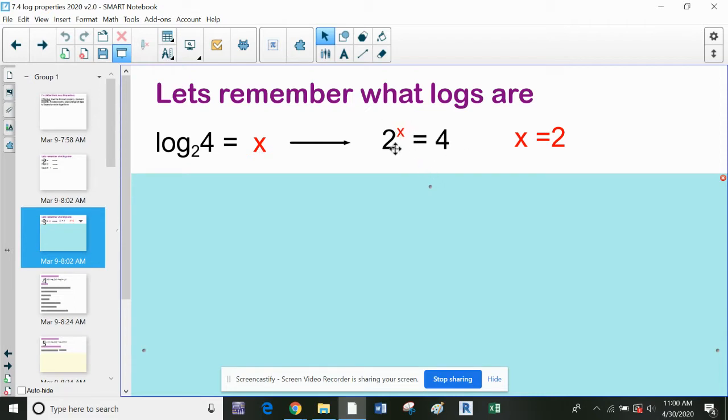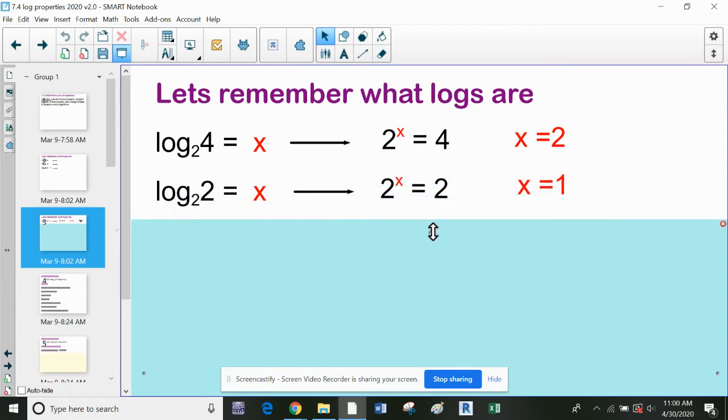Now you need to look at the equation. 2 to what power equals 4? And we know the answer is 2. 2 squared equals 4. Here's another one. Log base 2 of 2. What does that equal? Well, first thing I do is set it equal to x. When I have to evaluate these things, I set them equal to x, and then I change them to exponent form. So here we go.